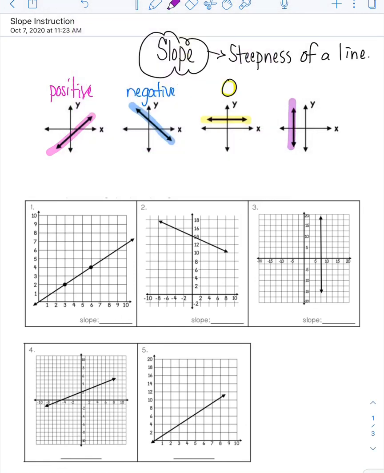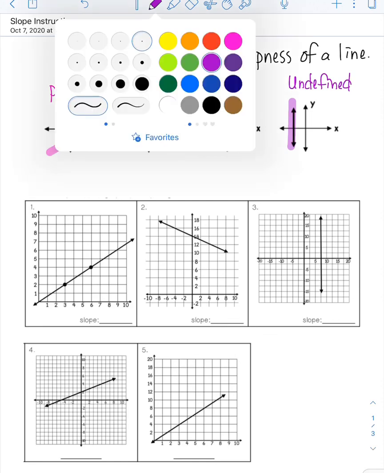And then let's take a look at the final line. This line looks like a wall. It's a vertical line. And this type of line has something called an undefined slope. So those are our four basic types of slope. Well, now let's take a look at some graphs.